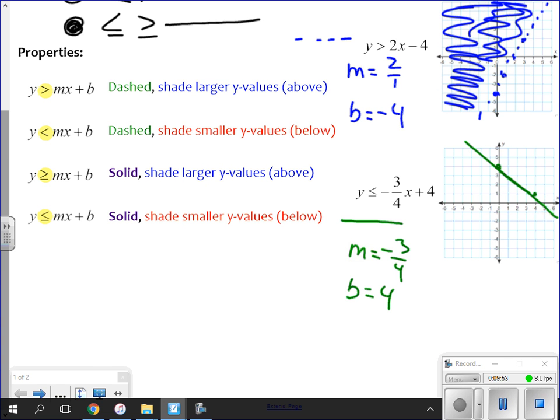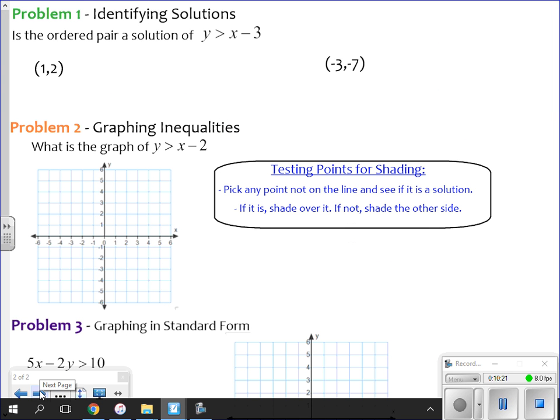Now, do I shade above the line or below the line? Yeah, y is less than, so I shade everything below the line, which means everything in there is shaded. Not that bad, right? Questions? Okay. Second side.